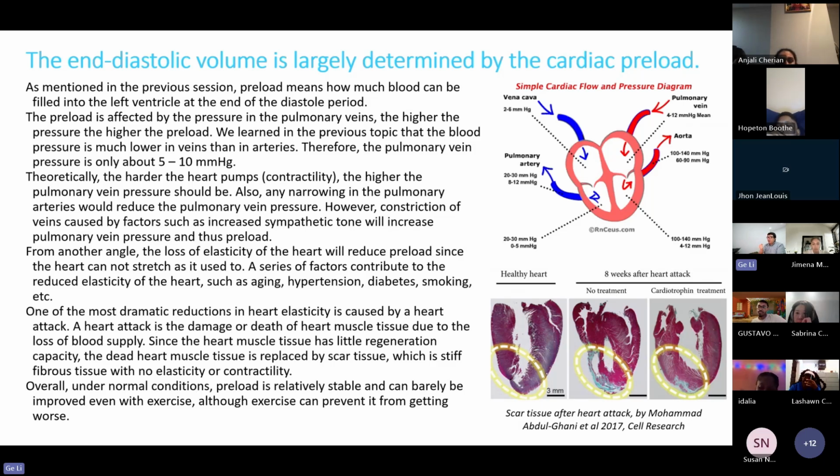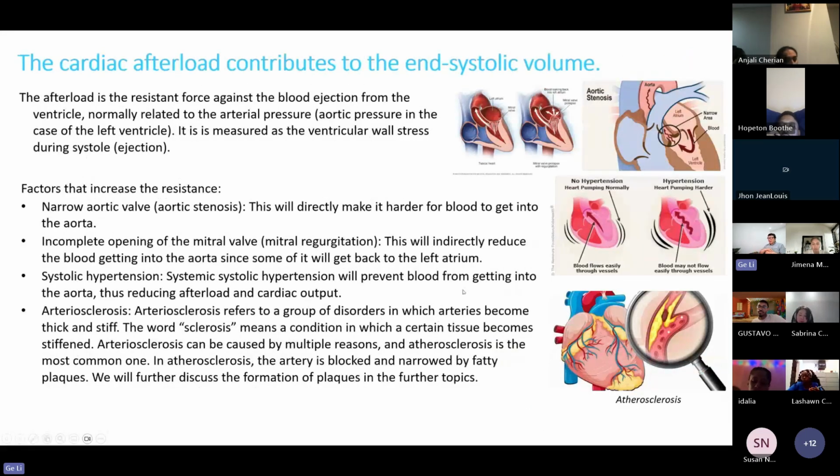So again, let me repeat preload. Preload is how much blood can be filled into the ventricle before contraction. And the scar tissue from a heart attack will permanently reduce the volume by reducing the elasticity of the heart tissues. That's preload. And then afterload. Afterload can be affected by other things also. So afterload is after heart contraction, when the blood goes out of the left ventricle into the aorta.